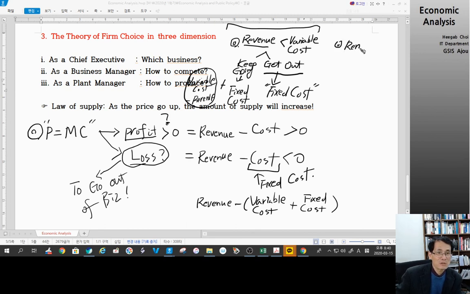The revenue is bigger than variable cost, but revenue is less than, let me write it down in this way. Suppose this kind of situation: your revenue is bigger than this variable cost, right? You can pay the employees and the material cost, but it is less than total cost. What will you do in this situation?